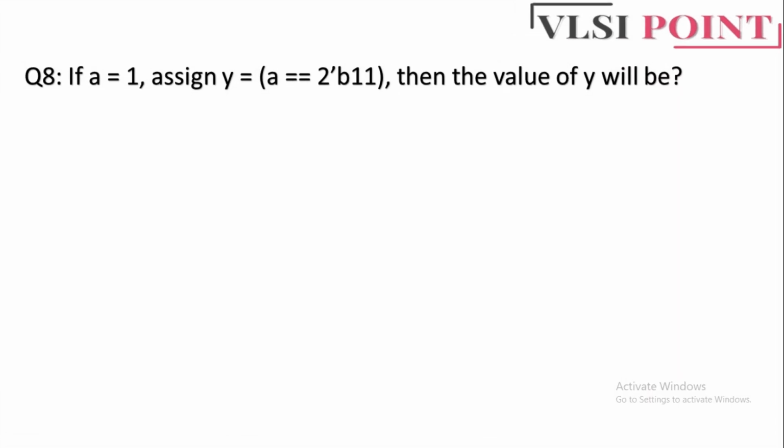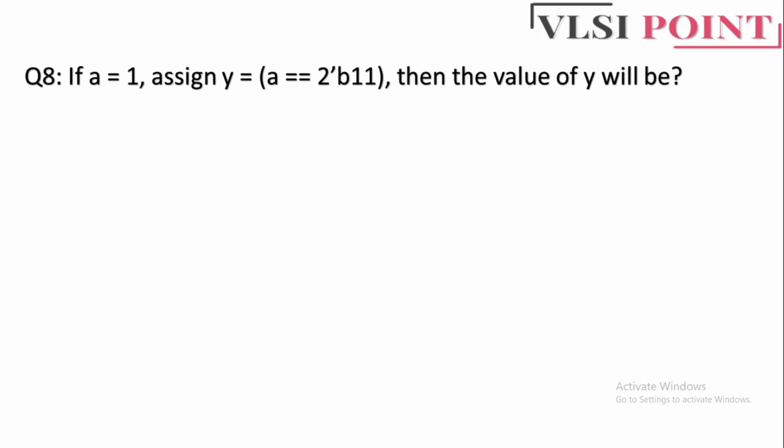Coming to the next question. If A is 1, assign Y equals to A. So here in this question, an assign statement is given. And what is the meaning of the statement? Assign Y equals to. Now what is the meaning? If A is equal to 2'b11, then a true value will be assigned to Y, otherwise a false value will be assigned to Y.